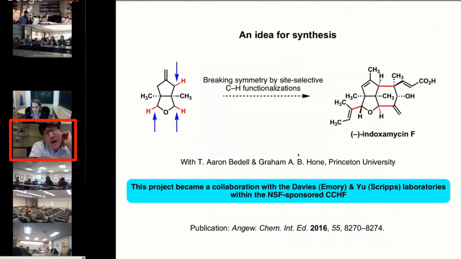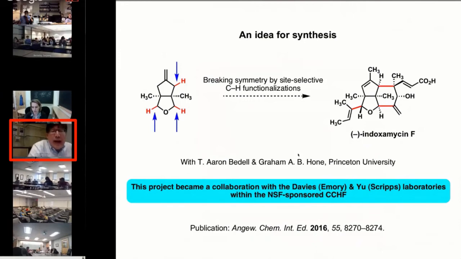And this project ended up forming the basis for a really excellent collaboration between my lab, Huw's lab within the center, also Jin-Quan Yu's lab at Scripps. We all worked hard on this problem of trying to do selective chemistry, site-selective chemistry on the kind of symmetrical substrate that you see on the left.